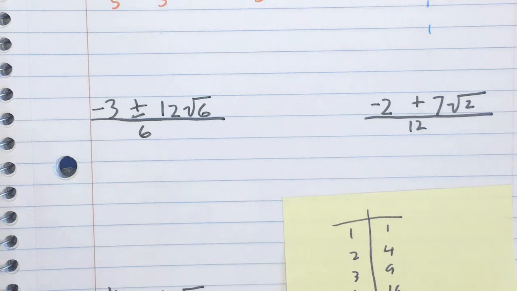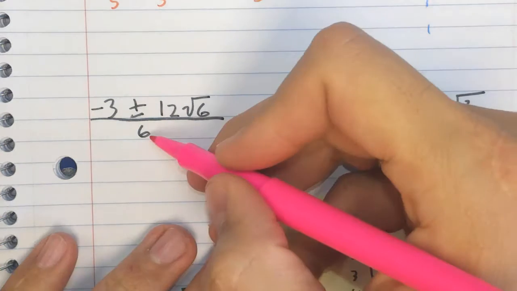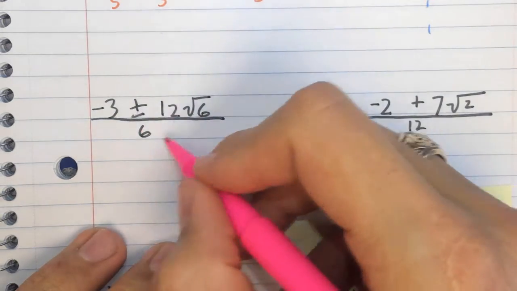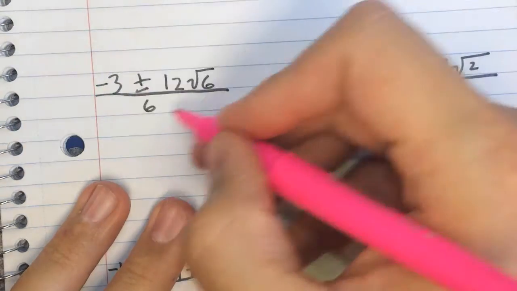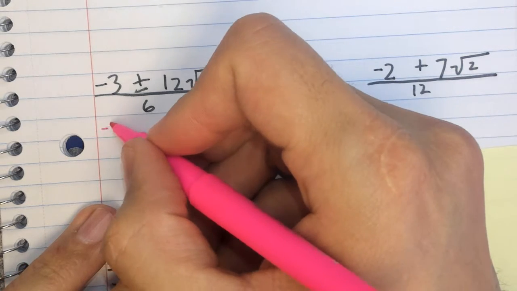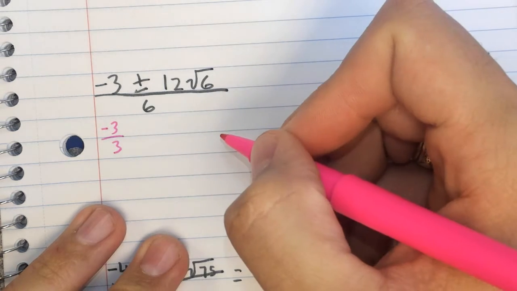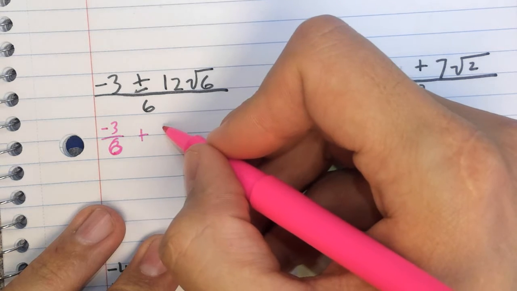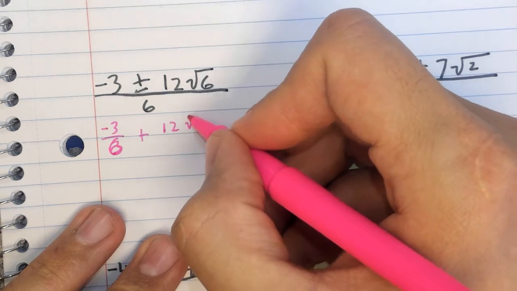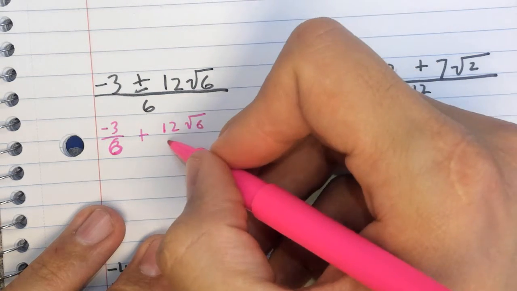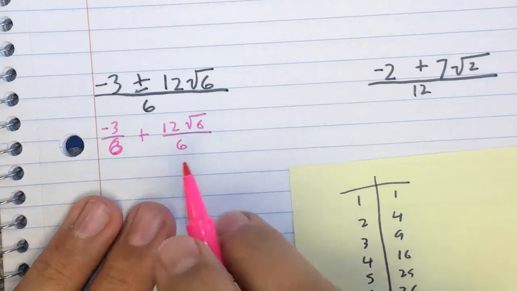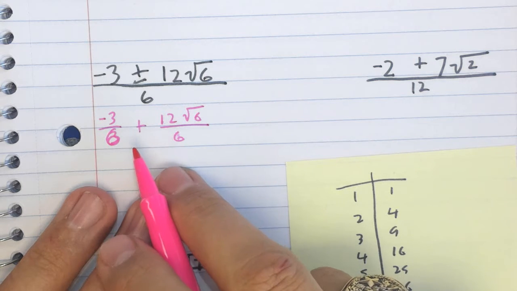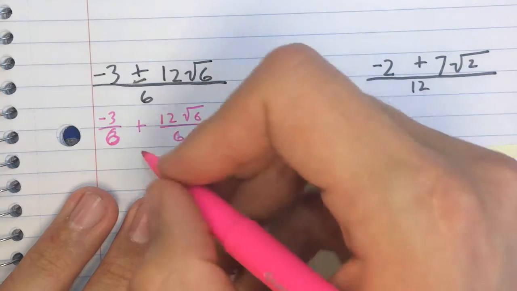On this one, we're going to look at them. What do we see with the 3 and the 6? We see that there's some we can simplify here a little bit. Let's go ahead and split into 2 fractions. We have negative 3 over 6 plus 12 square root of 6 over 6. These are going to be 2 different fractions. We're actually going to end up with 2 different denominators, I think.